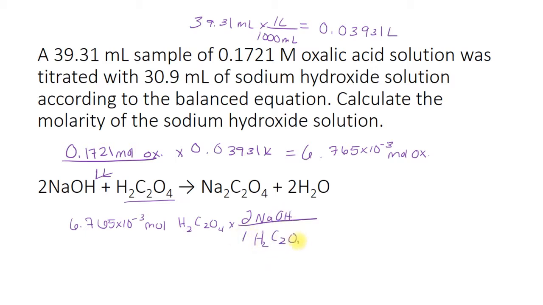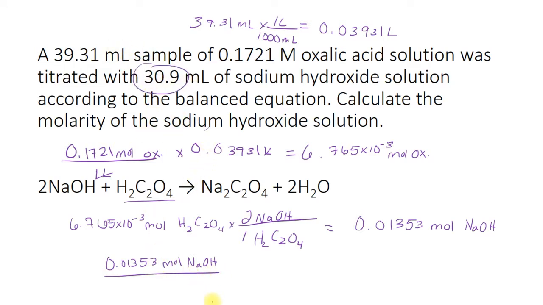And again, these numbers come from the balanced reaction. There's 1 oxalic molecule for every 2 NaOH. So basically we have twice as much NaOH as oxalic. So we have 0.01353 moles. It's not a concentration, sorry. We're still in moles of NaOH. And to figure out the final molarity, I have to take the volume of NaOH that was present. And it looks like that one is the 30.9.